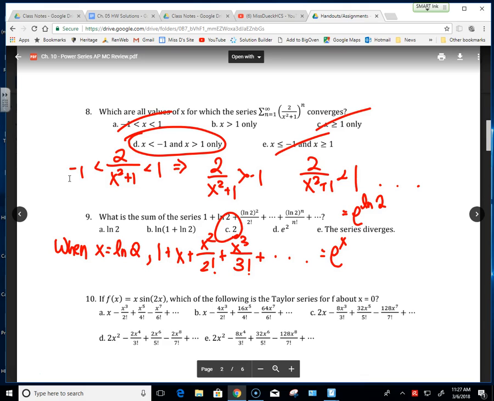Yeah. I tried doing that with the ratio test, and I got 2 ln of 2 over n plus 1.